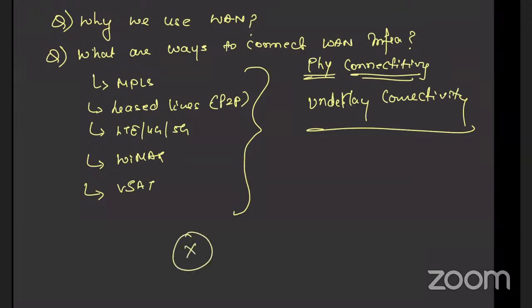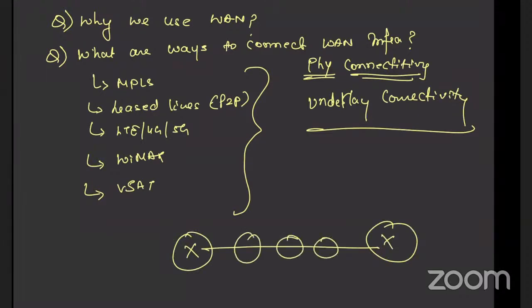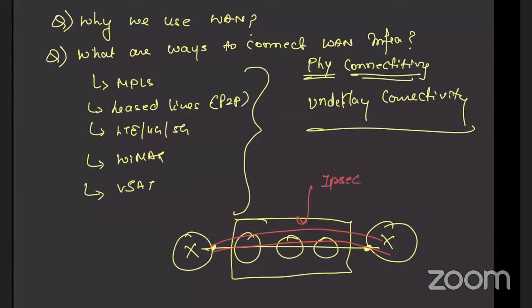For example, if this is one site and this is another site, you need connectivity between them, whether you are going via different routers or a service provider, whatever is the case in between. As long as you have reachability between your two sites, on top of it you will make an SD-WAN tunnel. And SD-WAN tunnels are IPsec tunnels.